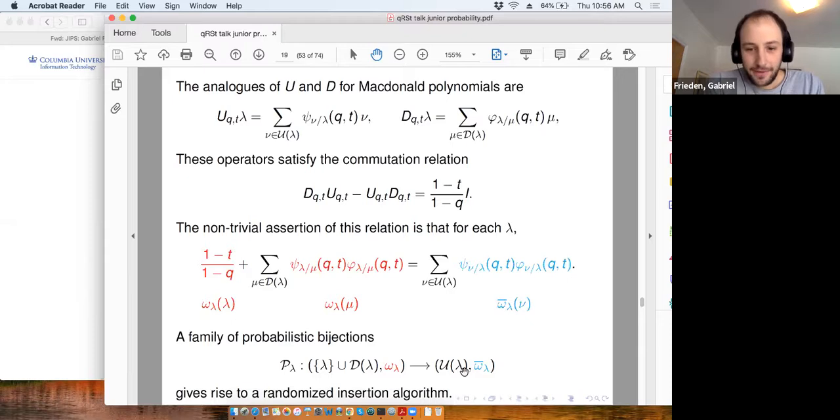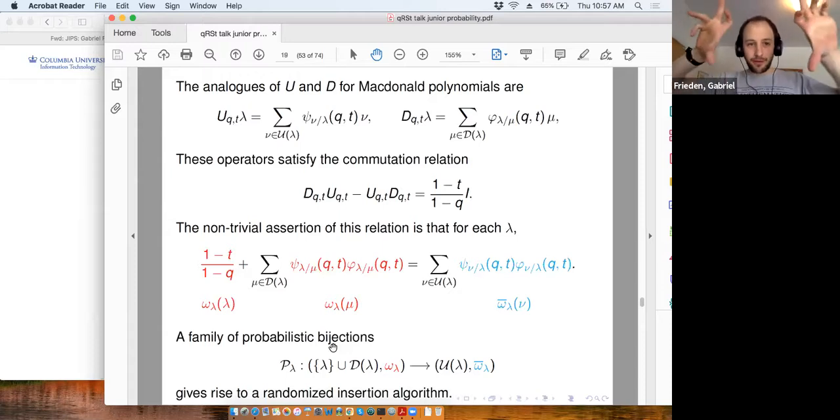I'm brushing some of the details under the rug, but that's the idea, that you just need to define these probabilities. In the 2x2 case, it was not hard to just stare at it and come up with nice probabilities. But in general, it seems intractable to come up with a way of mapping n factorial things to n factorial things. So instead, we break it down into smaller steps of adding one box at a time. And then the bigger probabilities in this big picture just come from applying this randomized algorithm in all the different ways that it can play out.